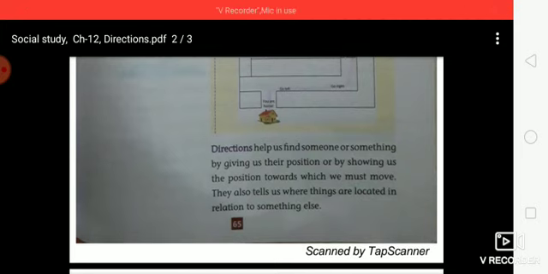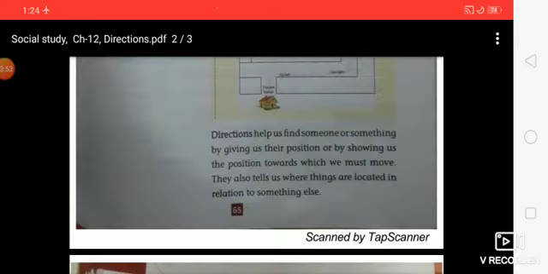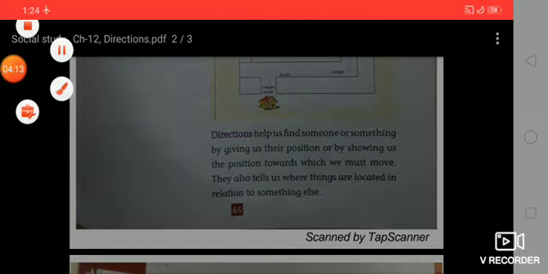We also need directions to go from one place to another. Suppose, for example, at school, a new student wants to find the bathroom. You could tell him to go straight ahead and take a left to reach the bathroom. Some directions are fixed. These are north, south, east and west. They are the four main directions of the earth.